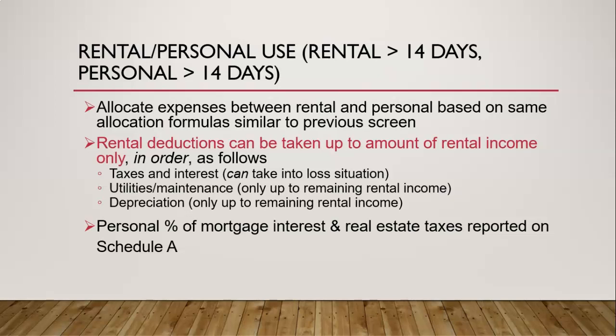If we have a positive number left, then we'll look at the utilities and maintenance stuff, and we multiply that times the rental percentage, and we subtract that from whatever is left over of the rental income. If there's still a positive number, then we'll calculate out depreciation and multiply it by the percentage, and then we can subtract that as long as it doesn't bring us down below 0.